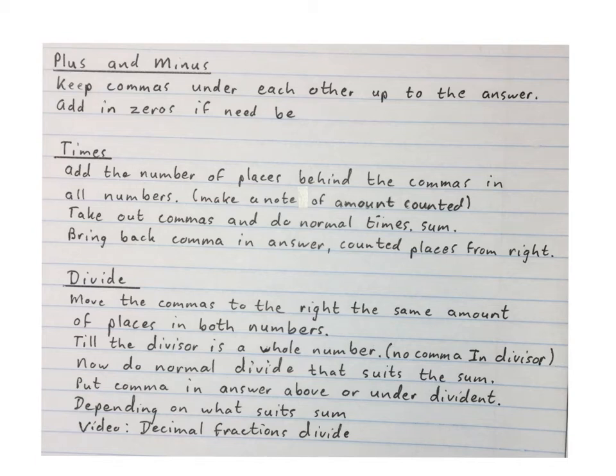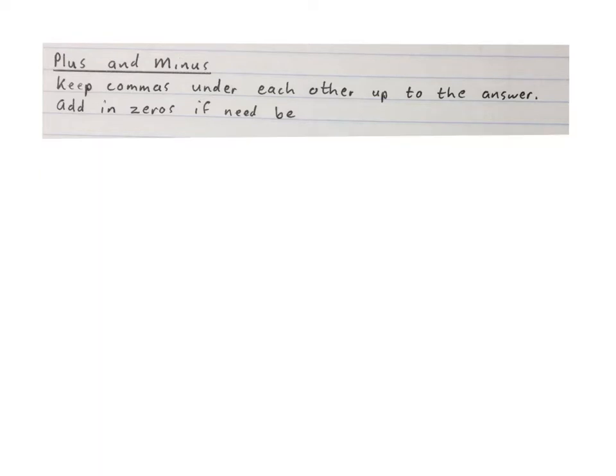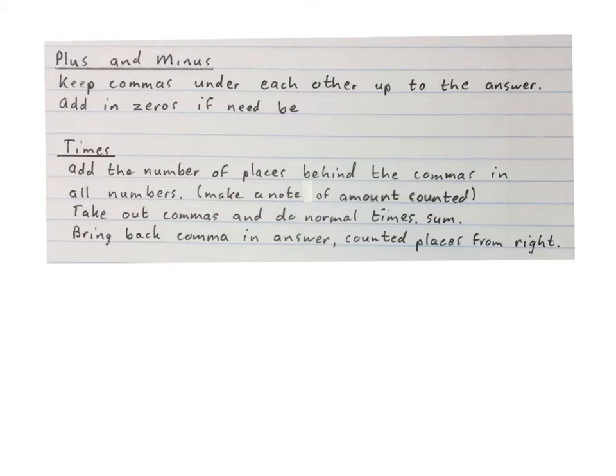Good day. In this video, we're going to summarize the rules we use when working with decimal fractions. Plus and minus uses the same rule, times has its own rule, and divide has its own rule. When we plus or minus, we keep the commas under each other up to the answer and add in zeros if need be. If we times, we add the number of places behind the commas in all the numbers, make a note of the amount you counted, take out the commas and do a normal times sum, bring back the comma in the answer, the counted places from the right.